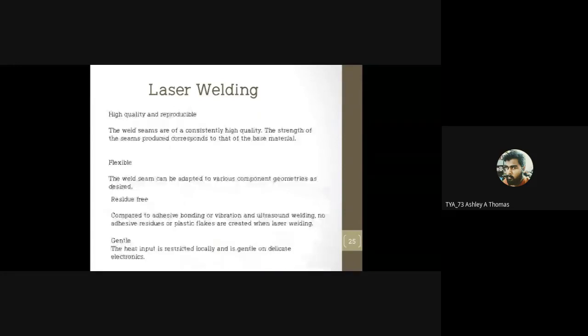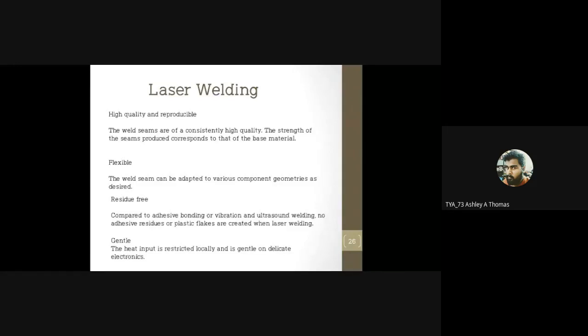Okay, so that is the first one, high quality and reproducible. The weld seams are of consistently high quality. Why is it consistently high quality? Because of the laser beam. Intensity of laser beam is going to be constant, but that is not happening in case of induction coil. Right, once the heat is generated, depending on the distance of surface from the coil. Are you getting my point? Depending on the distance of surface from the coil, the heating is happening.